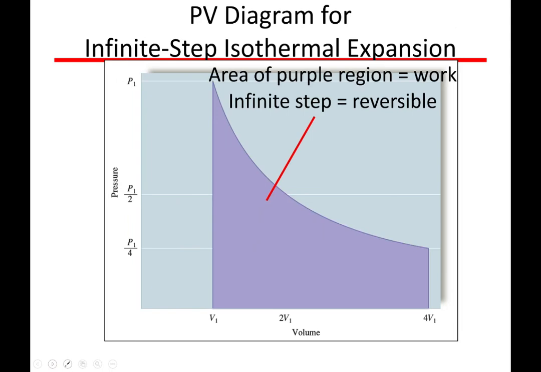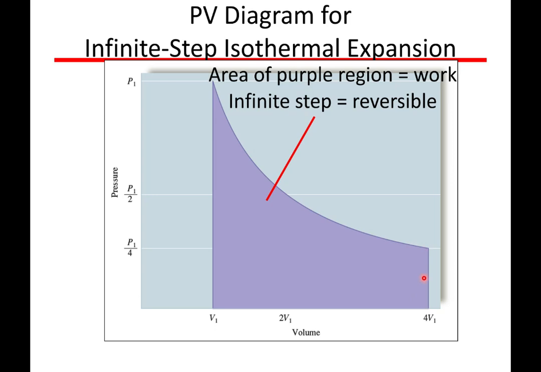Now, we can take this concept all the way out to its logical conclusion and think about what would happen if you were to do the process in an infinite number of steps. If you were to do the process in an infinite number of steps, then you should be able to get the maximum amount of work from the system, right? The more steps, the more work. So if we do the process in an infinite number of steps, meaning that we make infinitesimally small changes to the pressure and allow infinitesimally small increases in the volume all the way down from our initial state to our final state, what you end up getting is a curve that looks like this.